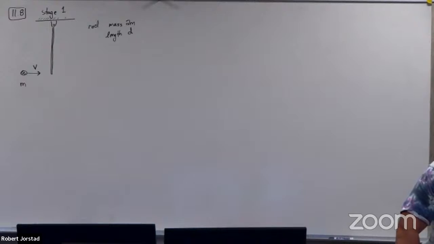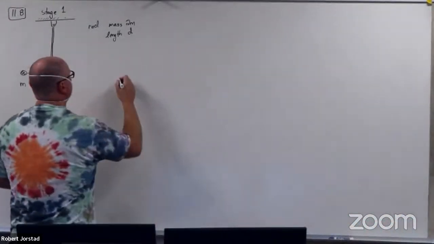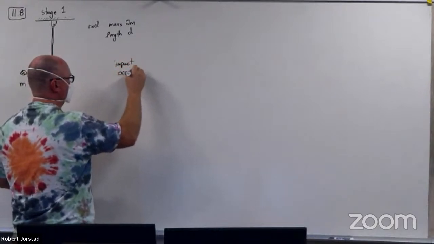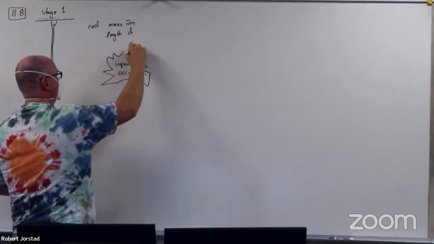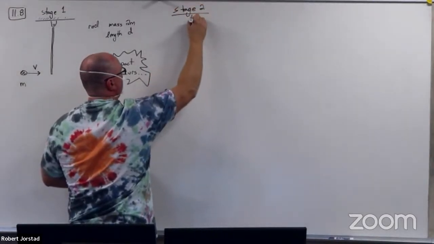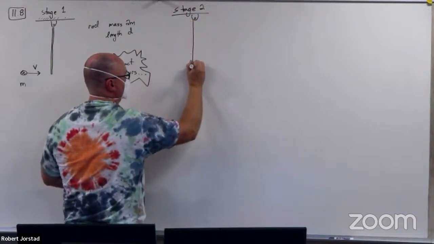Mass M for the lump of clay moves towards a rod, sticks to the rod, which has mass 2m and length d. Collision time is short. Then the rod and clay swing up to some maximum angle. So then impact occurs. Stage 2 is just after impact. The rod is probably starting to rotate, but not by much. Do you agree?